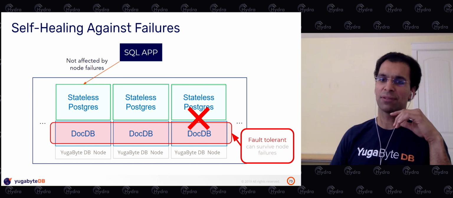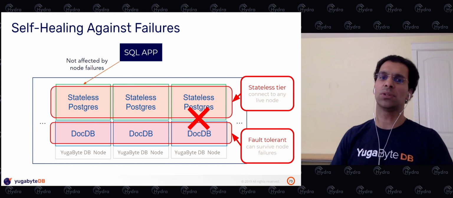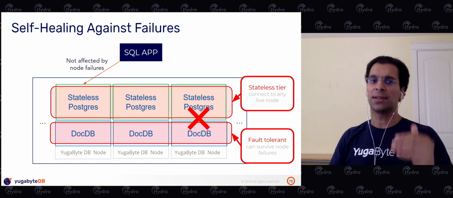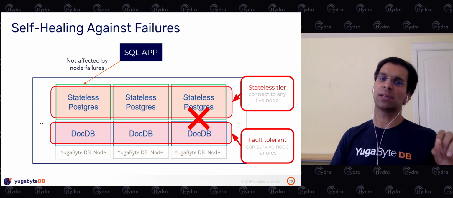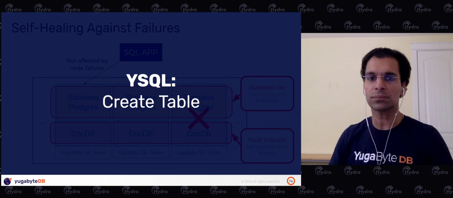And the upper half is actually stateless. So if a node dies, it can always connect to a new node and is aware of the nodes in the cluster. The stateless PostgreSQL layer is aware of all the nodes in the cluster and can jump to any node to get the value from.